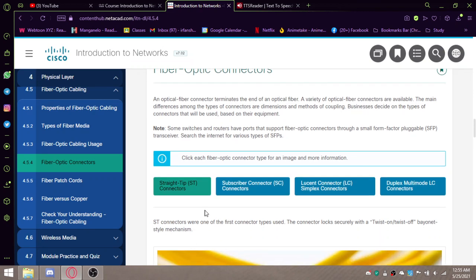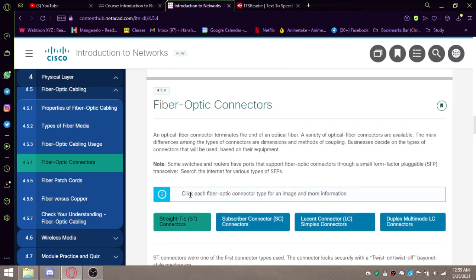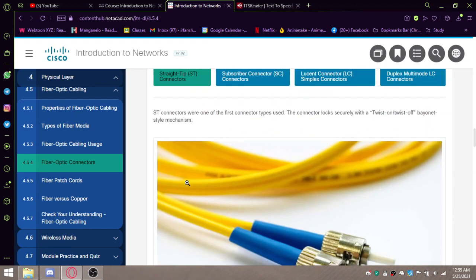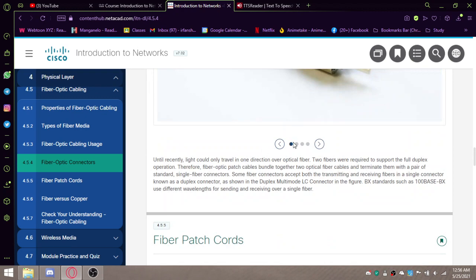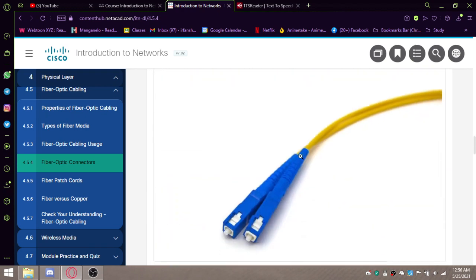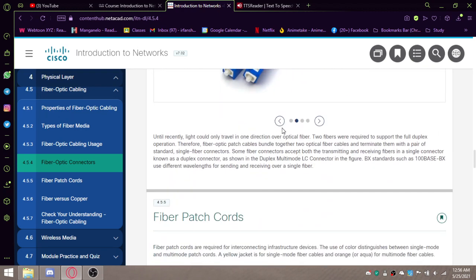Kita ada straight tip ST connectors. Ni. ST connectors were one of the first connector types used. The connector locks securely with a twist on and off bayonet type of mechanism. Sama. Okay, lain.